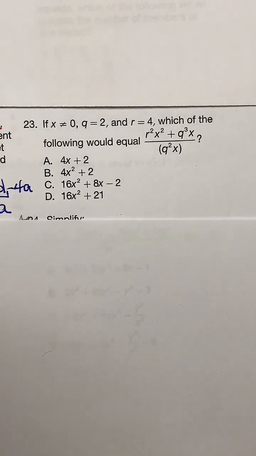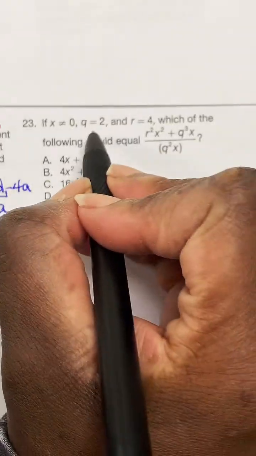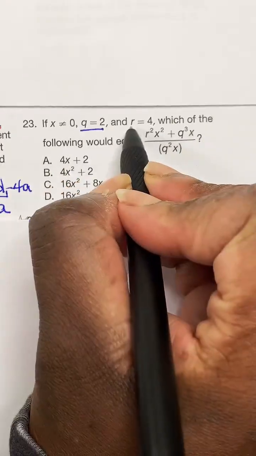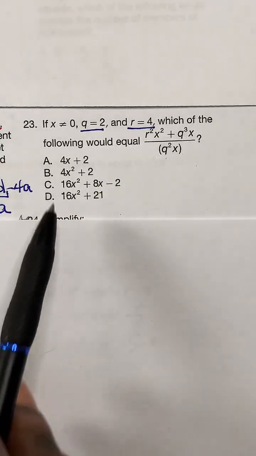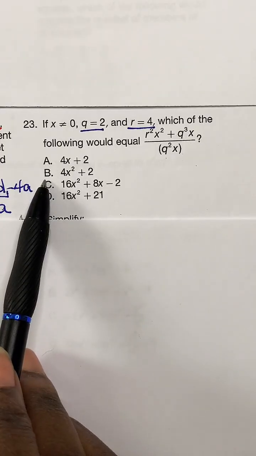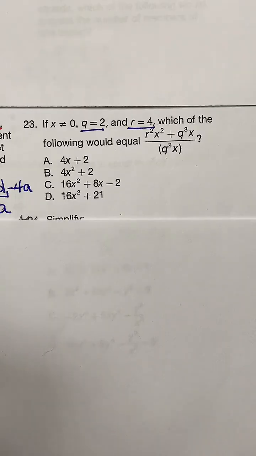Okay, so they want to know which one will be equal to this once you substitute the 2 for the Q and the 4 for the R. Okay, so would my answer look something like A, B, C, or D?